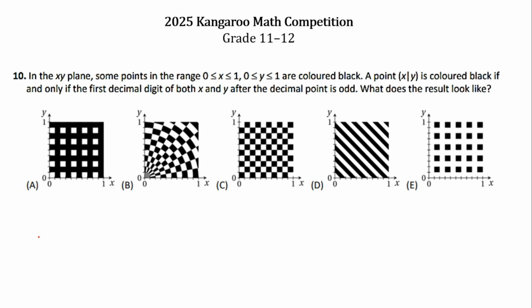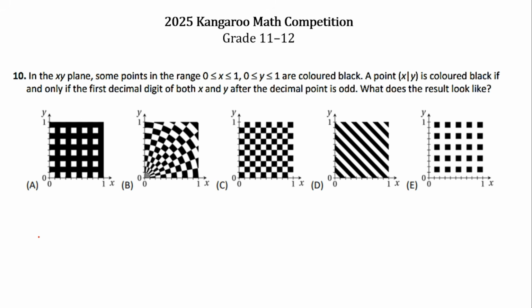Problem number 10. In the xy plane, some points in the range x greater than or equal to 0 but less than or equal to 1 and y greater than or equal to 0 but less than or equal to 1 are colored black. A point xy is colored black if and only if the first decimal digit of both x and y after the decimal point is odd. What does the result look like?